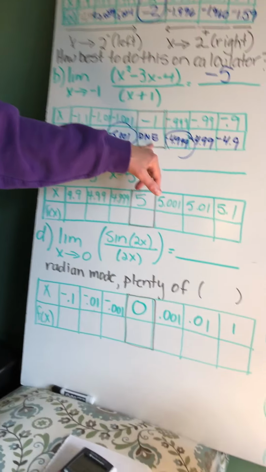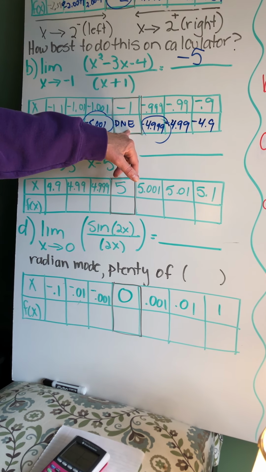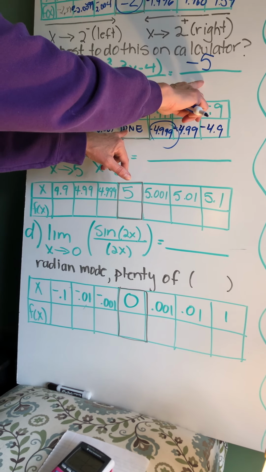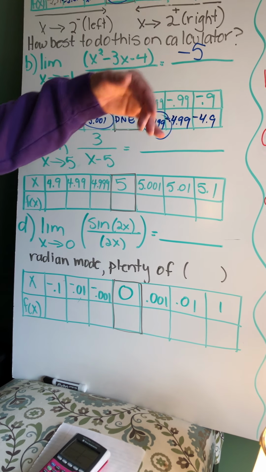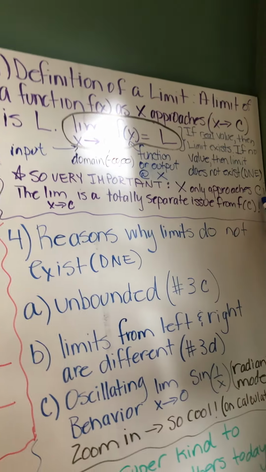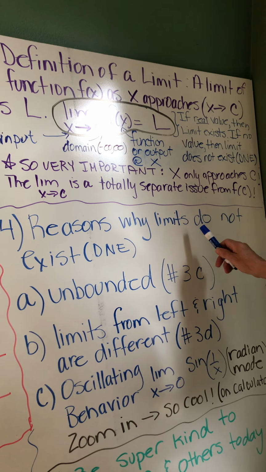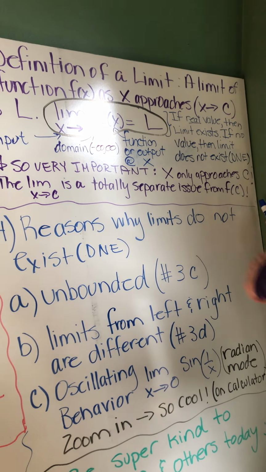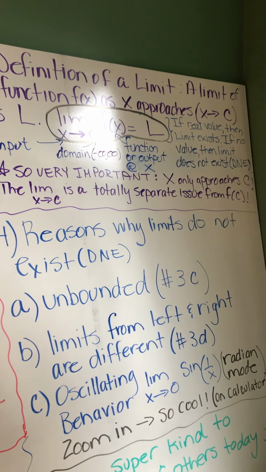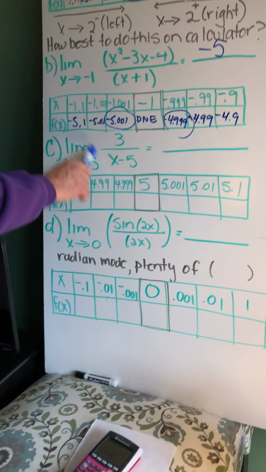Notice in this case, though, the value of the function at -1 doesn't exist. Notice that these two are different, okay? Again, over to the purple here, so very important. X only approaches C. The limit as x approaches C is a totally separate issue from the value of the function at that C. Notice that it's different. Sometimes it's the same, it can be different. Let's take a look at C.